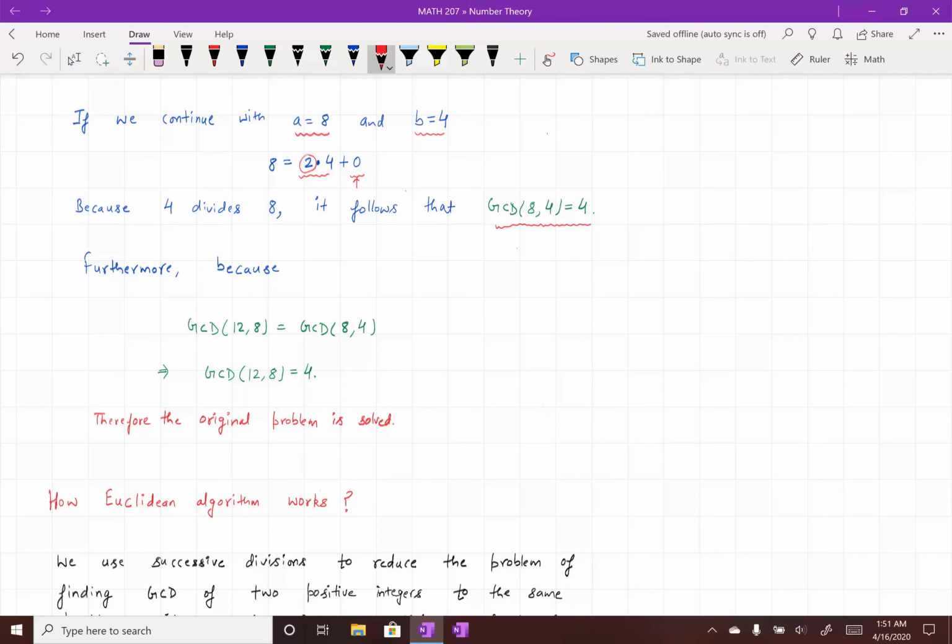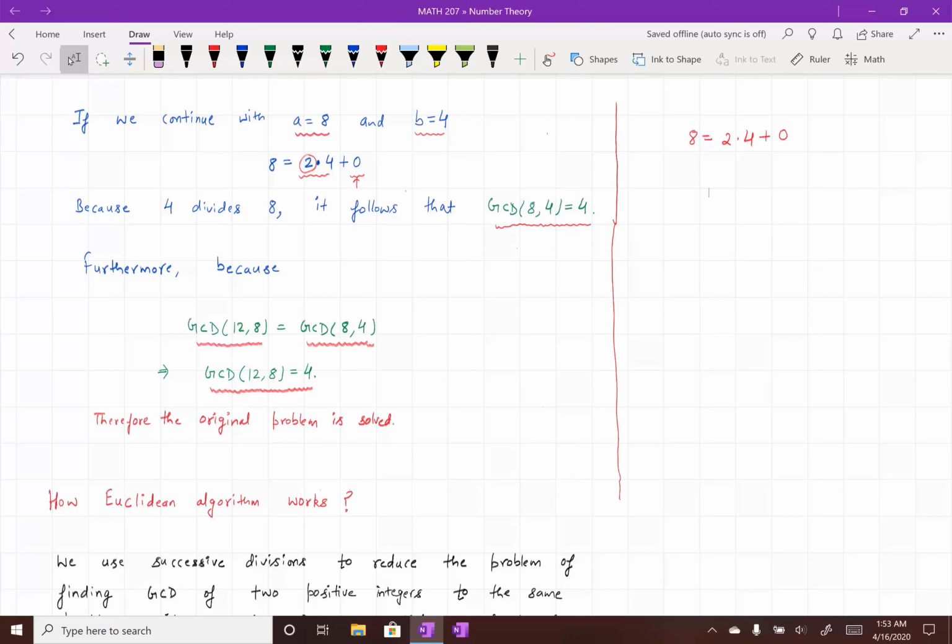And since we know that the GCD of 12 and 8 is equal to the GCD of 8 and 4, and we already know the GCD of 8 and 4 is equal to 4, we can use this result in concluding that the GCD of 12 and 8 is also going to be equal to 4, and therefore we solved our original problem.